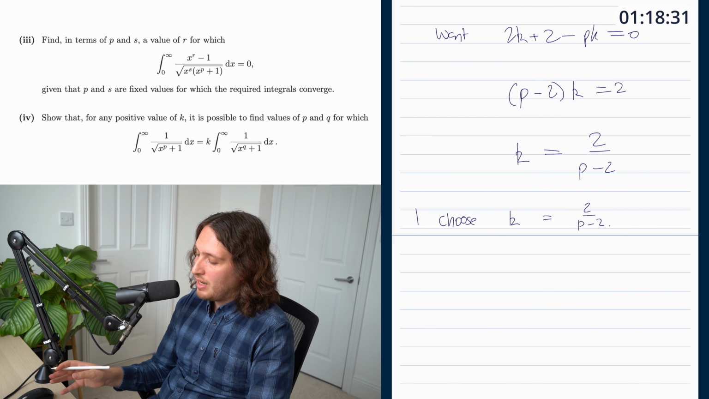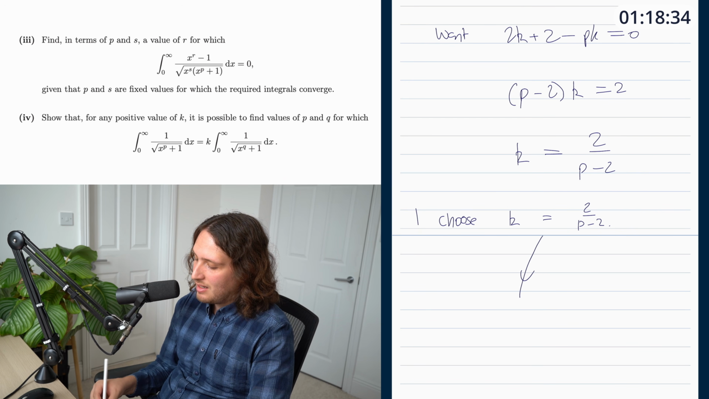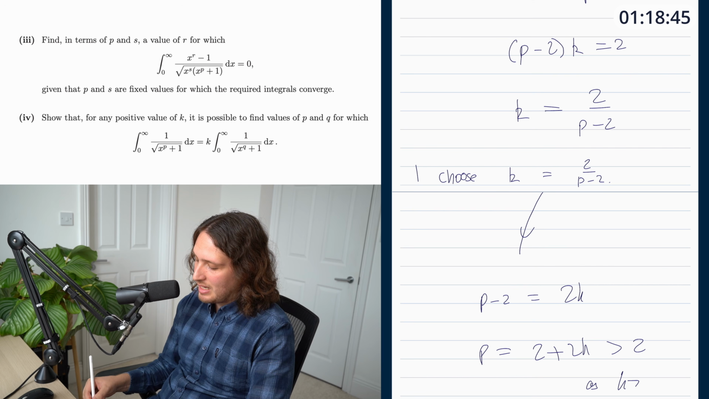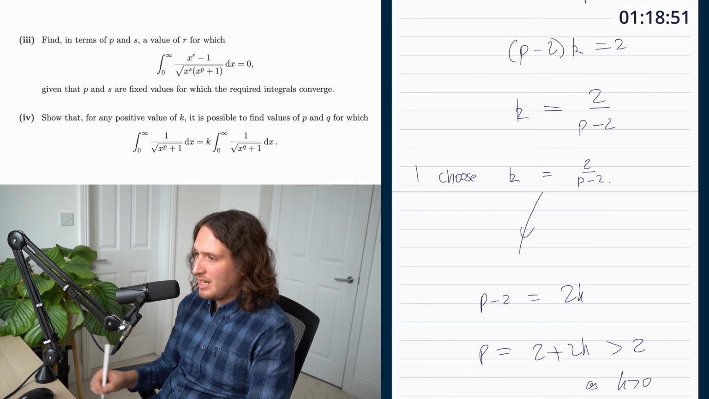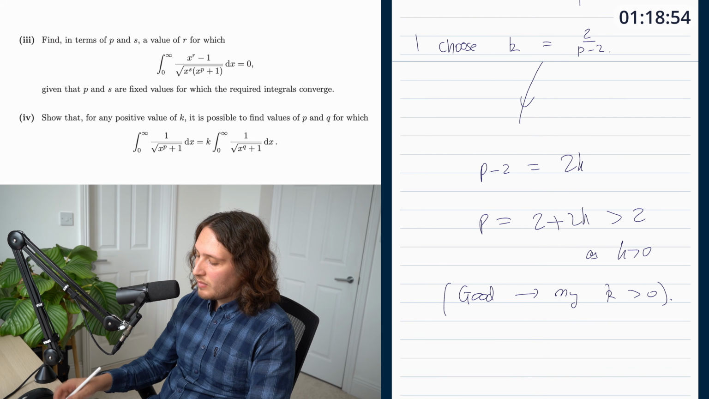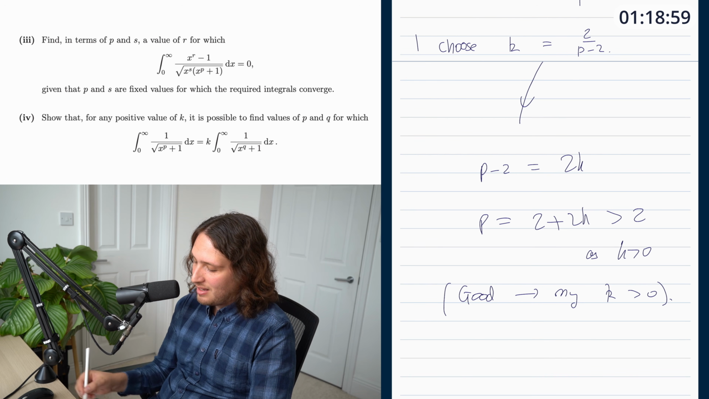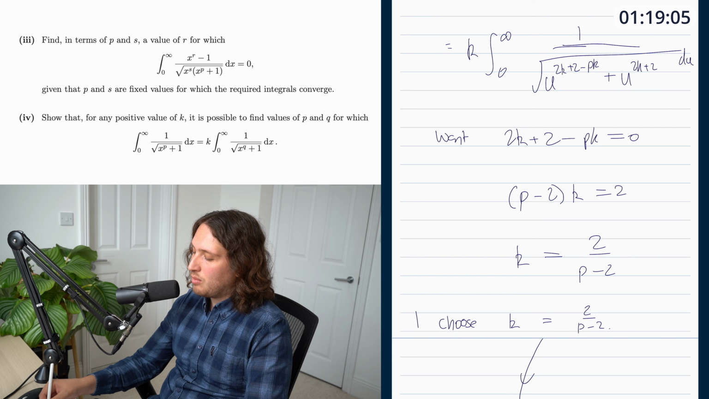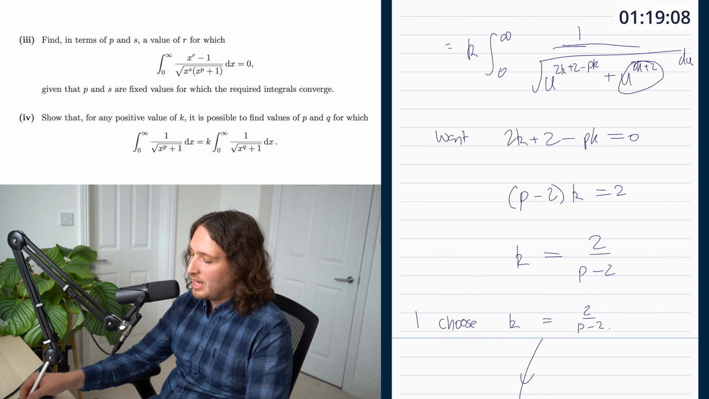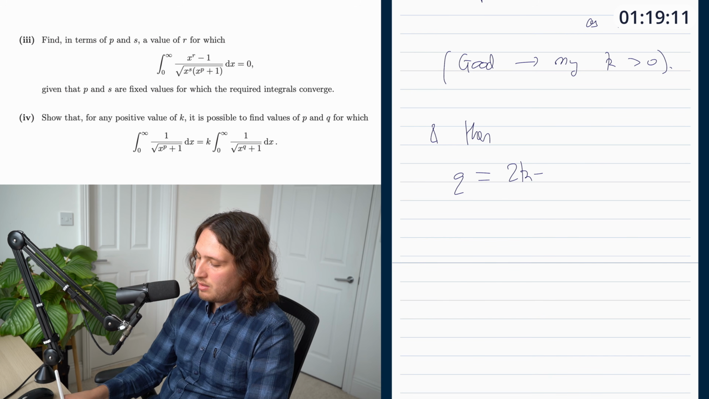But what happens if I invert that? What if I make p the subject instead? Well, that means that p minus 2 is 2k, so p is 2 plus 2k, which is bigger than 2 as k is positive, so that's good. My k choice really is positive. So I've said what p is in terms of k. I wanted to give p and q in terms of k. And then what is q? Well, q is what the surviving power becomes, which is 2k plus 2. So that's it.